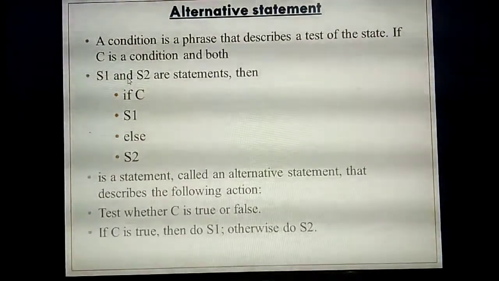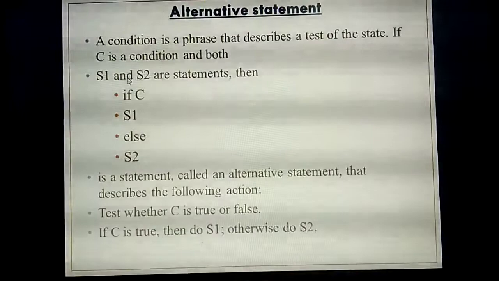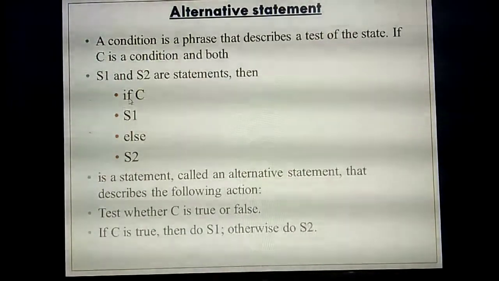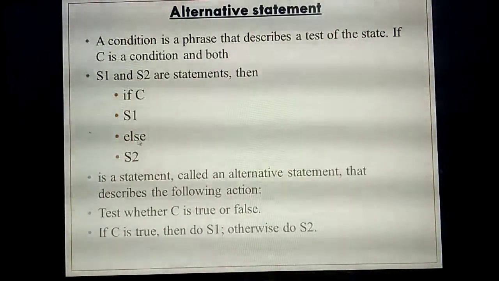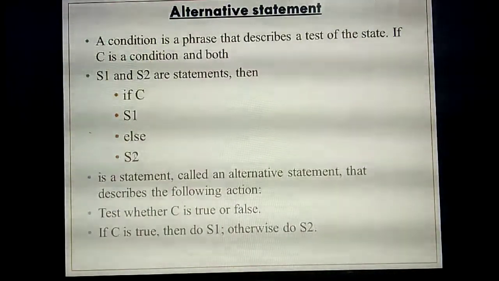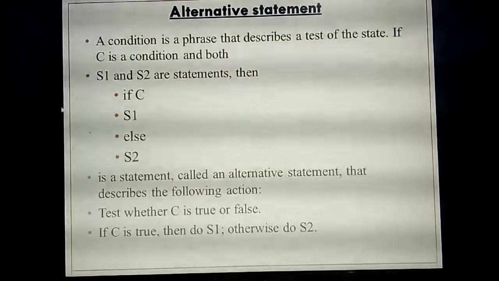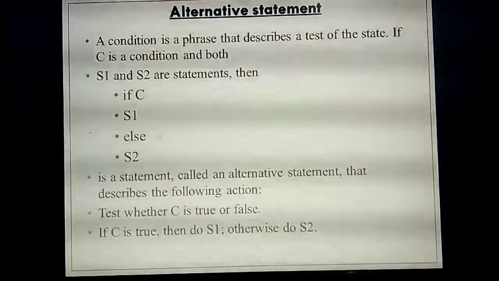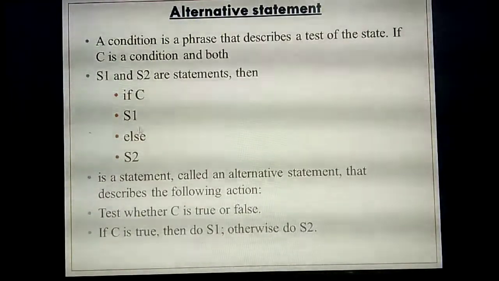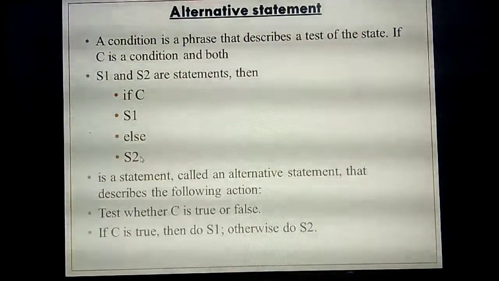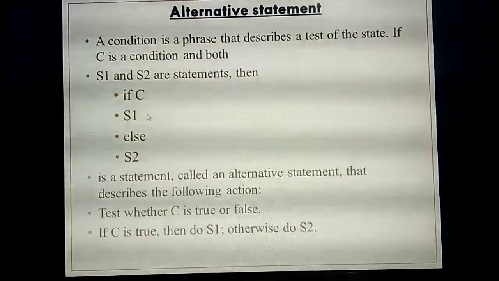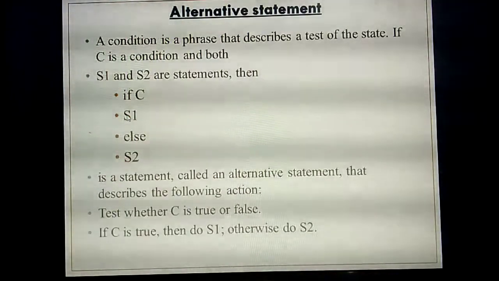Either the condition becomes true or the condition becomes false. Two outcomes will be there, true or false. So for that they are giving if else. True means the if condition will execute, and false means the else condition will execute. Inside the if, you give statement S1, and in the else you give another statement, S2. When the given condition is true, the S1 statement will execute.